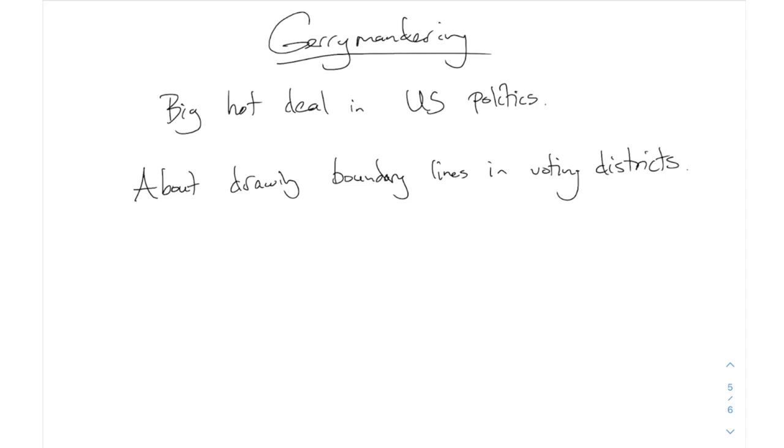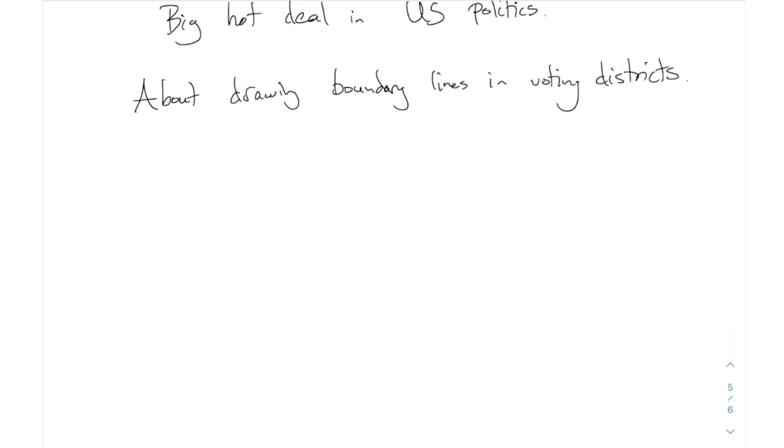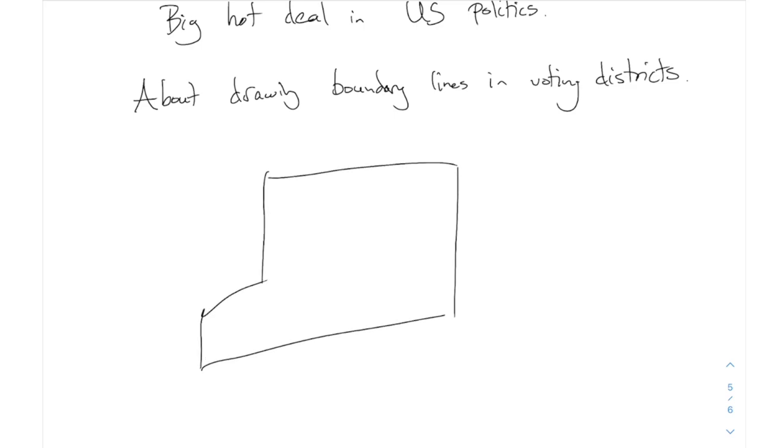I have a detailed handout about this, but I think for now, I'll just draw my own picture. Here's a picture of the state of Connecticut. Gerrymandering is about drawing boundary lines in voting districts. When you hear people upset about gerrymandering in American politics, mostly what they're upset about is the U.S. House of Representatives. The U.S. Congress, right?